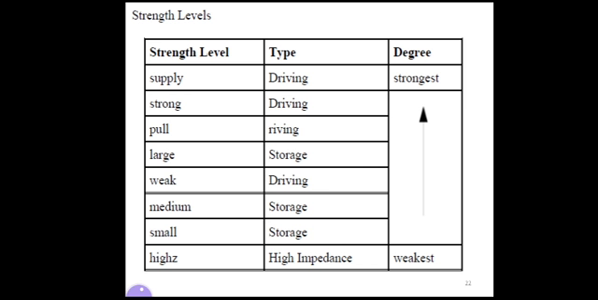Whenever any two signals are used, they may have different strengths. When you do practicals, all these strengths appear in different colors in the simulation window or in the waveform. Those are the strength levels here.